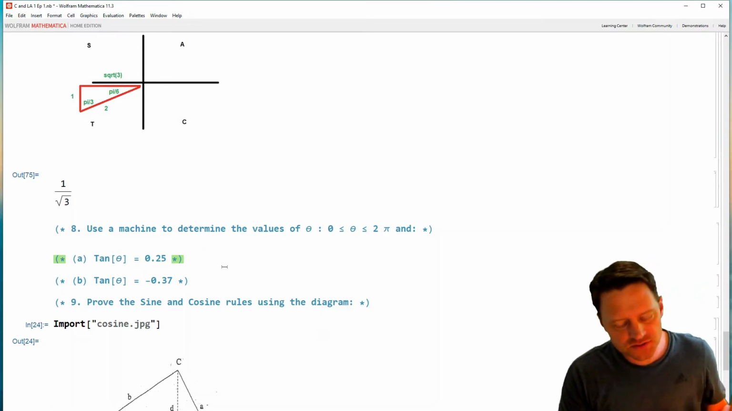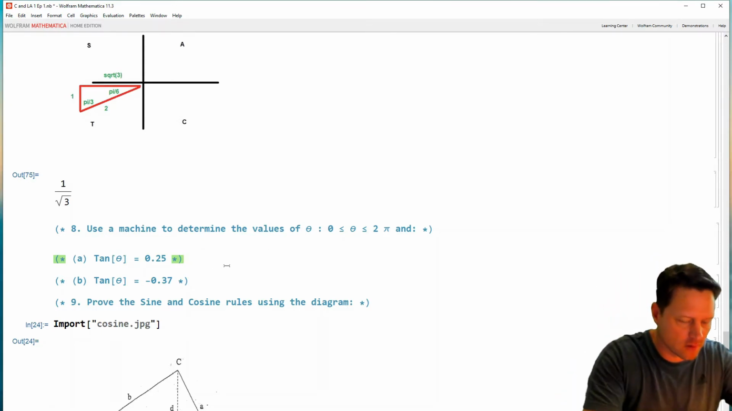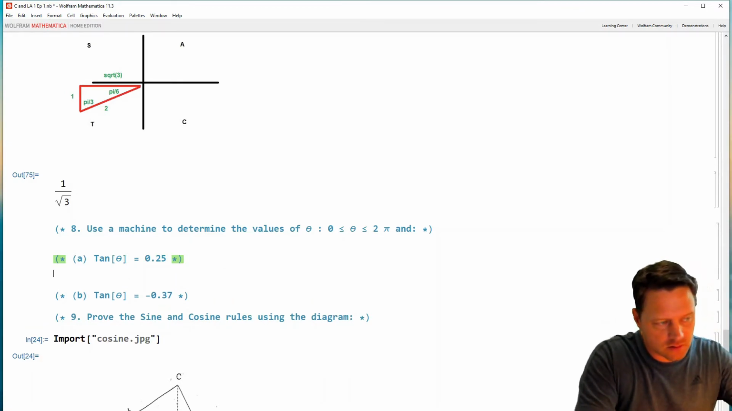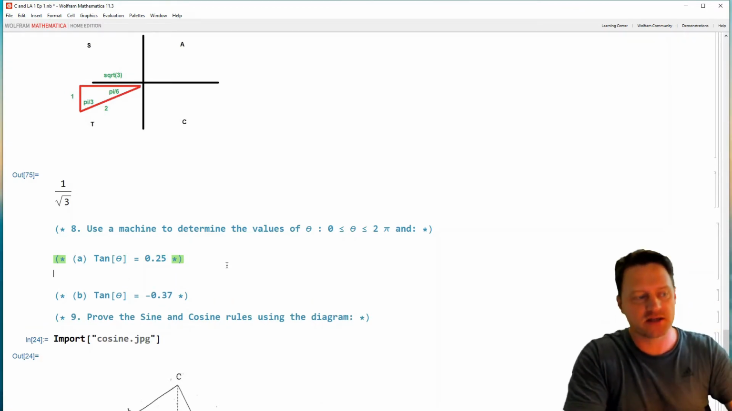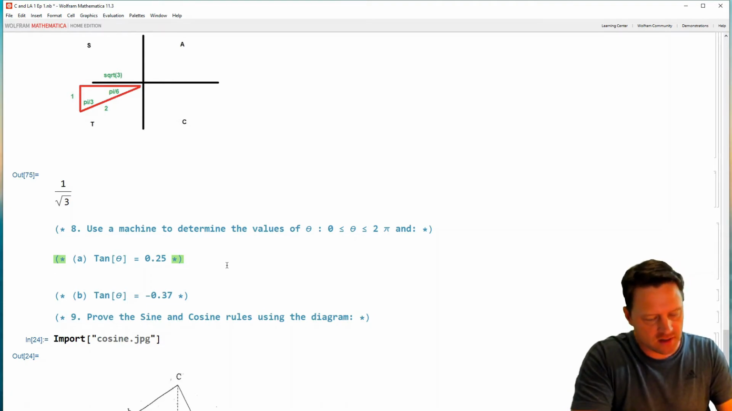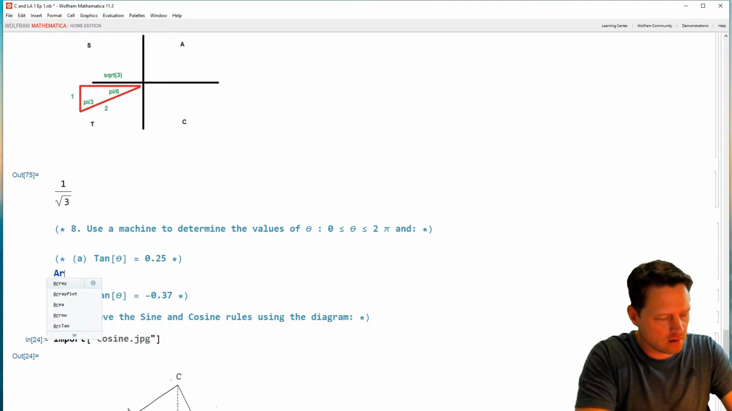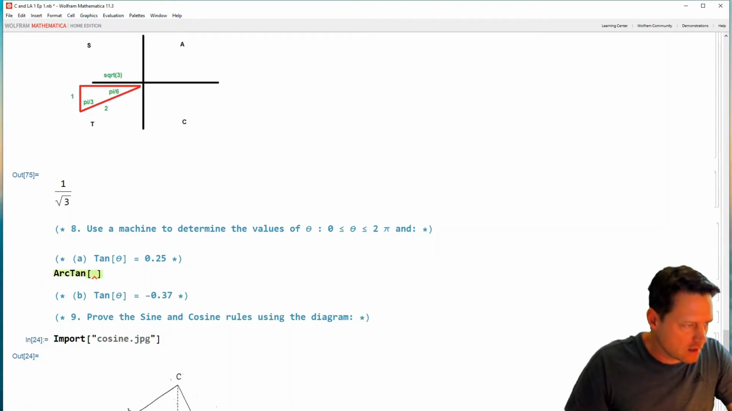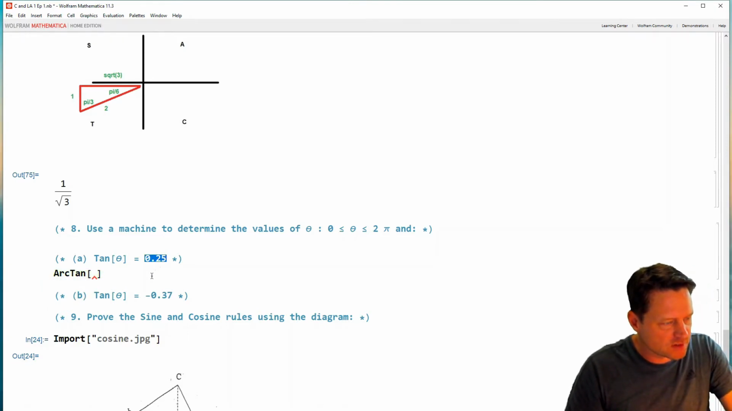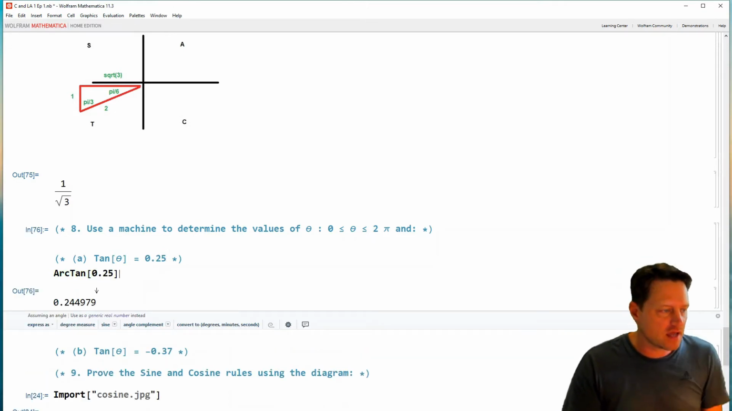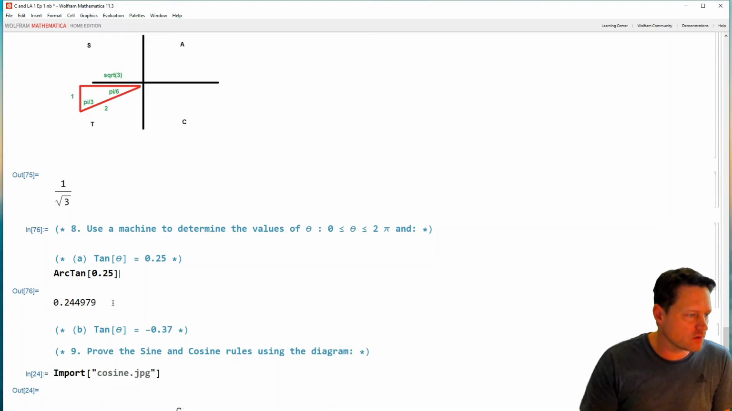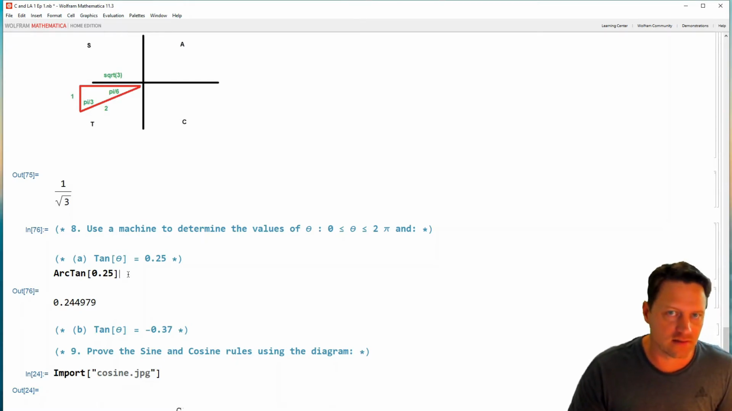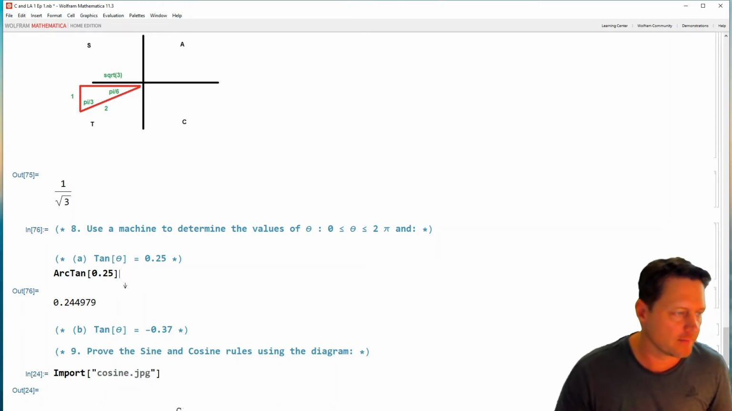All right, so what you do on Mathematica first is you want to take the inverse function and apply it to both sides. Now, we know the inverse function as arctan, so arctan with an uppercase on the t. And what I need to put in is 0.25. So let's press the button and we get 0.244979 radians, because this is the default here.